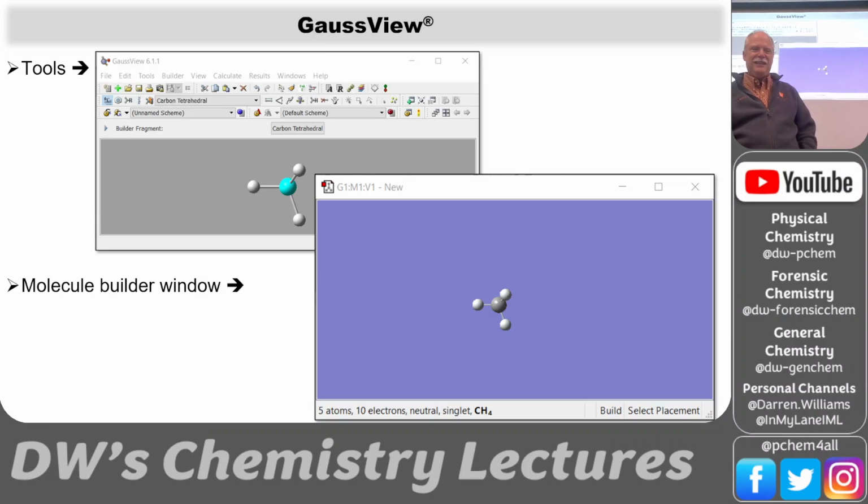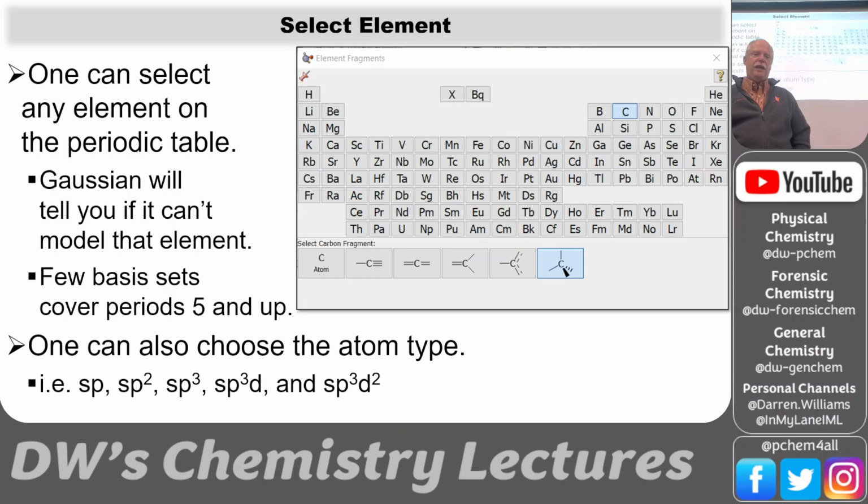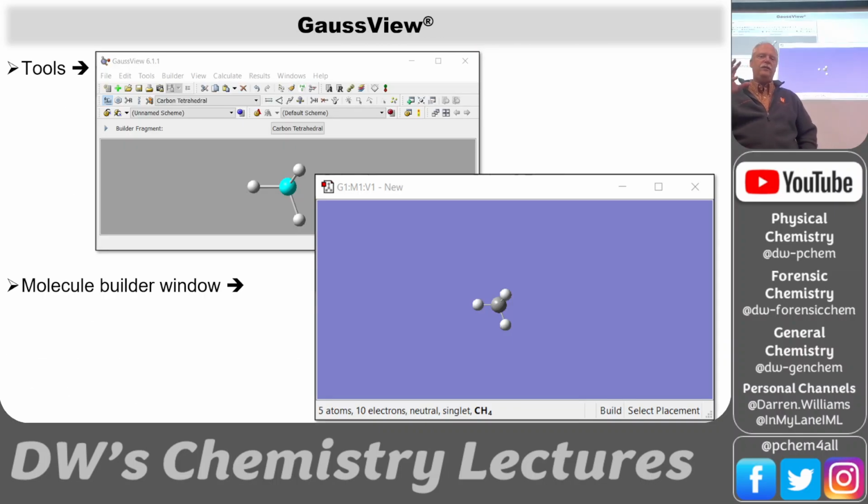Okay. So yeah, we're going to be talking about building molecules in Gaussian today and learning what Gaussian's doing under the hood. Okay. So we'll practice a little bit, but you're going to get some practice in the lab. So in Gaussian, we use GaussView to interface with the software Gaussian.